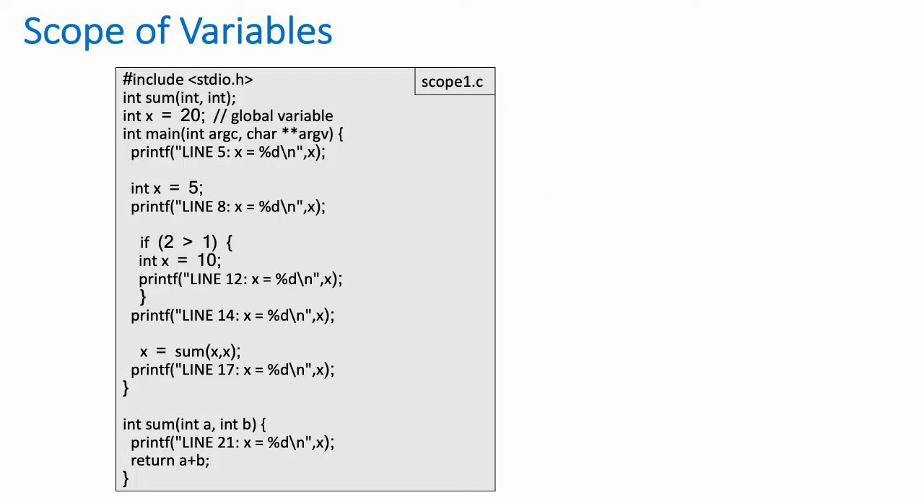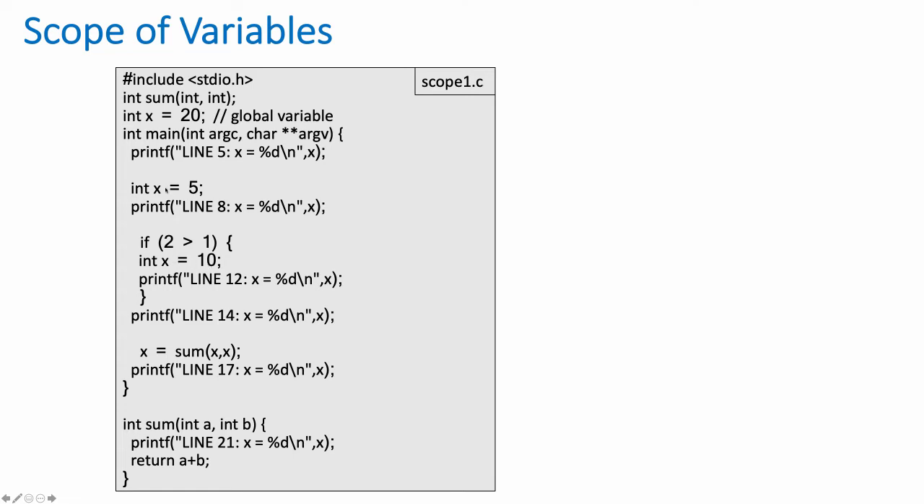Scope of variables. Scope of variables in C is the same as in Python. Here's an example. I've defined x in multiple places. So int x outside of main makes it a global variable. Any function that's defined in scope1.c can actually see what x is, even though it's not passed. It doesn't exist inside the function, so this is a global variable. Inside main, I'm going to define a function, and inside the body of this if statement, I'm also going to define another variable x.